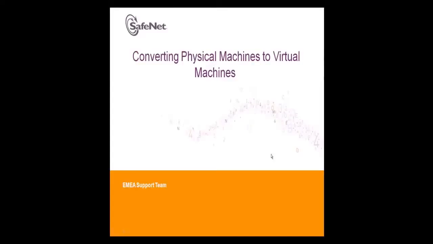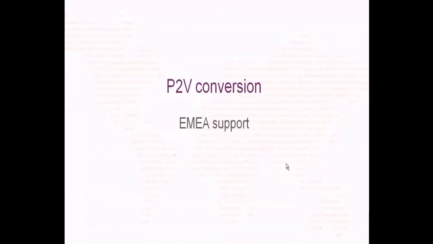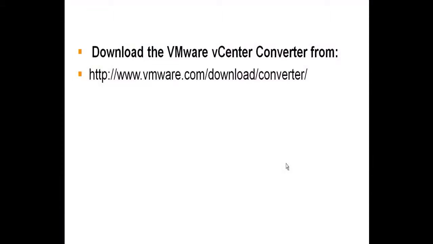Converting physical machines to virtual machines. To convert an operating system running on a physical machine to an operating system running in a virtual environment, we use the VMware vCenter Converter. The following document describes the steps to be taken to convert a physical machine to a virtual machine.